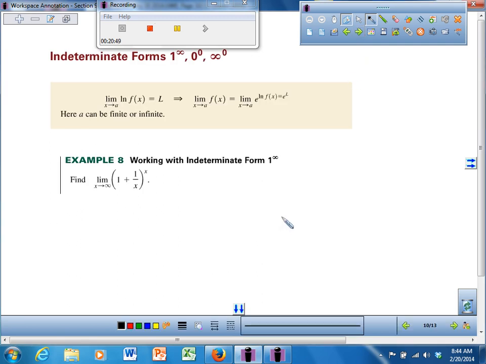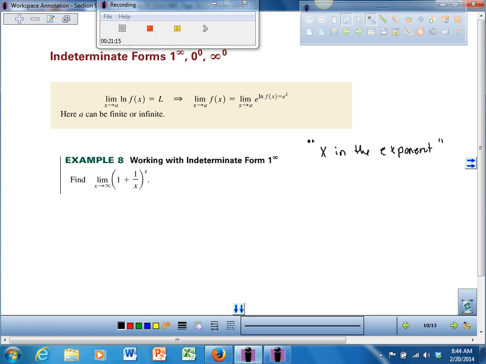which is when we get the indeterminate form of 1 to the infinity, 0 to the 0, or infinity to the 0. All right. So anytime we're taking a limit and we have x in the exponent, in any type of math work, what do we do usually to make things easier when we have x in the exponent? We do natural log. All right?